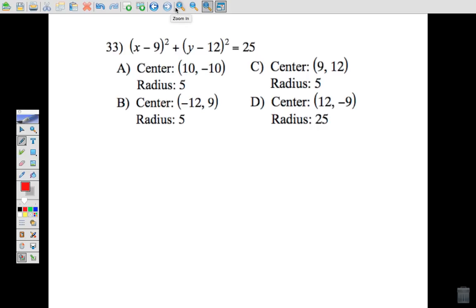And then the last one, you just pull the center out and the radius out. That means r squared is 25. So if you take the square root, r is just 5. So you can eliminate this one. And then it's supposed to be minus. So if it is minus, then you're dealing with positive numbers. So it's kind of the opposite of this sign. So it should be +9, +12. So it should be that one. And that's it.